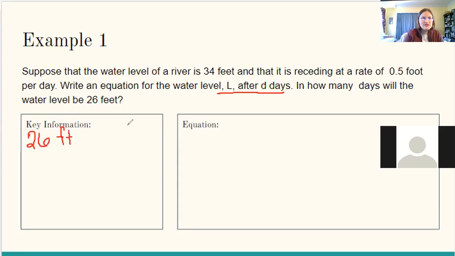All right, so we need the 26 feet. And what is the 26 feet? I don't want to just write 26 feet. That's what we want to know. And how many days will the water level be 26 feet? So that's kind of like our end. That's where we're going to go.